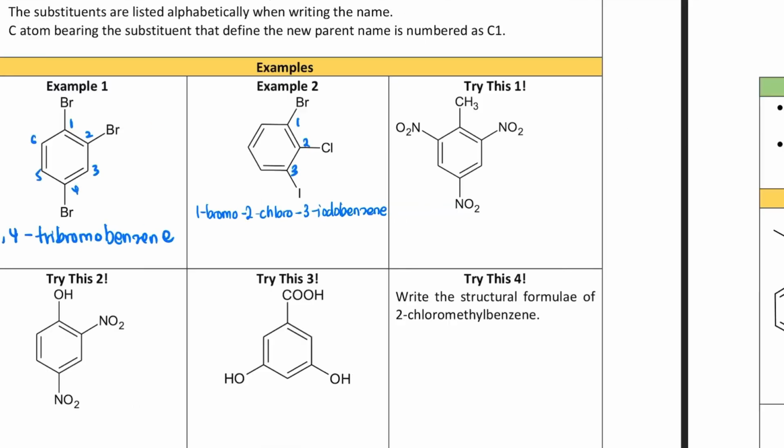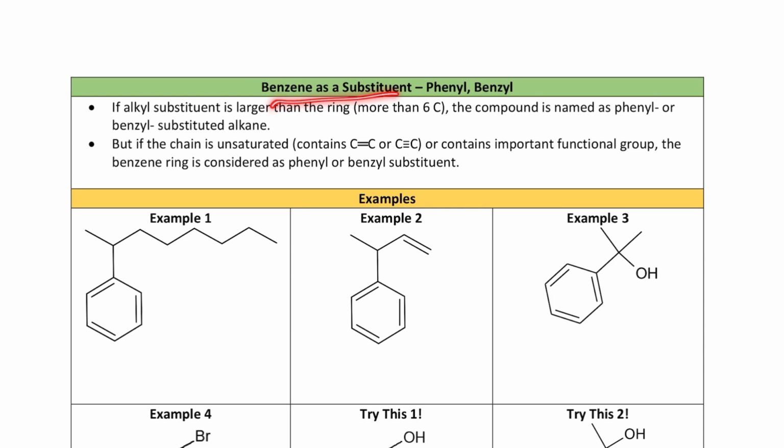Next kita proceed benzene as substituent. Possible untuk benzene ni jadi substituent juga. Dia tak semestinya the whole time dia parent, tak. Benzene boleh jadi substituent. Kalau benzene seketul je jadi substituent, we call it as phenyl. Kalau benzene dan CH2 jadi substituent, we call it as benzyl. Ini awal-awal hari tu pun saya rasa saya dah clarify dalam chapter 4. Kalau phenyl ni maksudnya benzene ni sahaja seketul ni jadi substituent, we call it as phenyl.